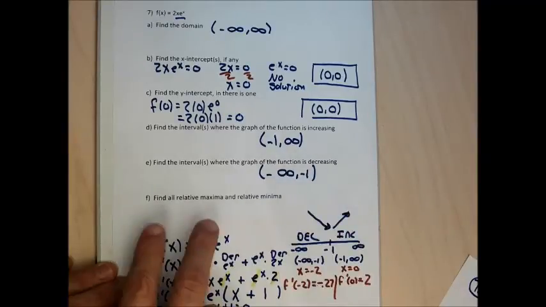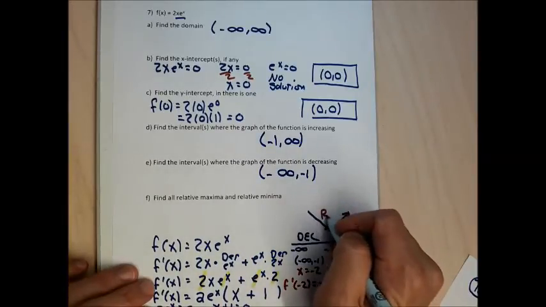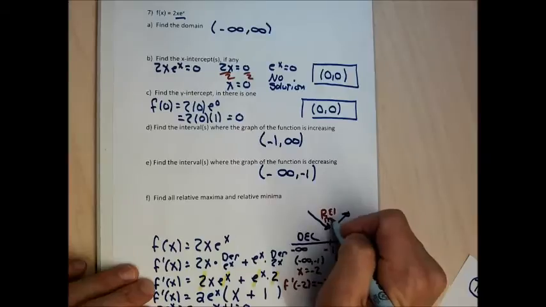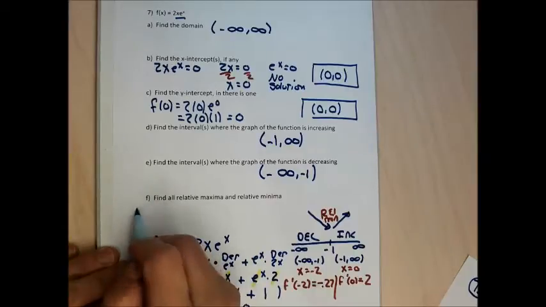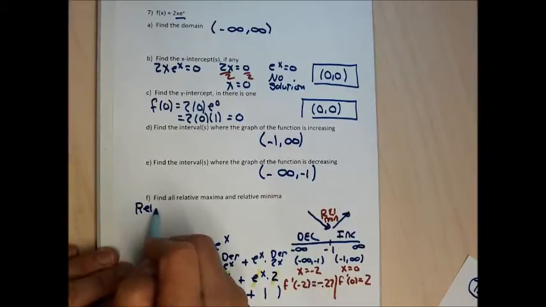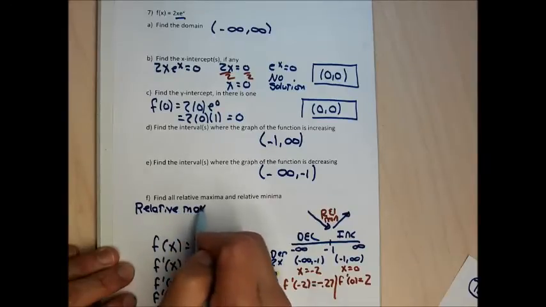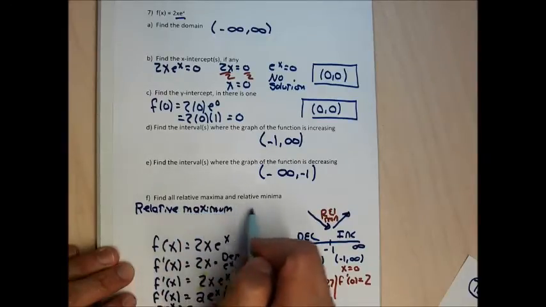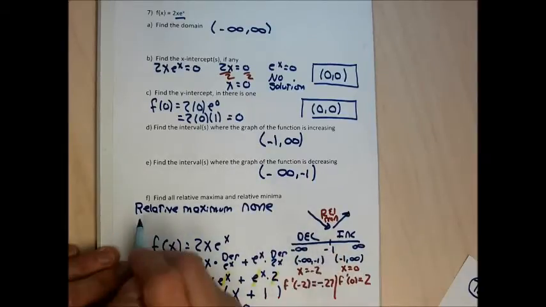I'm going to give a lazy answer for part F and just give the coordinates. And these arrows tell me that I have a relative minimum at x equal to -1, and I don't see anything that gives me a relative maximum. So when I go to answer part F, for the relative maximum, there's going to be none. The graph only changes direction once, and it gives me a minimum there.